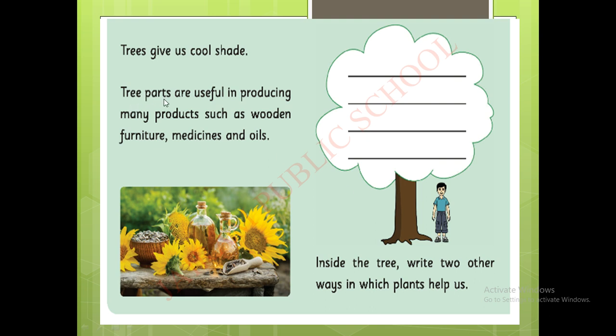Next, tree parts are useful in producing many products such as wooden furniture, medicine and oils. Not only these things, most of the food items we get only from plants and trees. So inside the tree, write two other ways in which plants help us. Inside this tree, the lines are given. So we have to write two other ways in which plants help us.